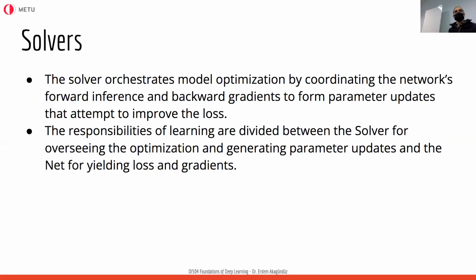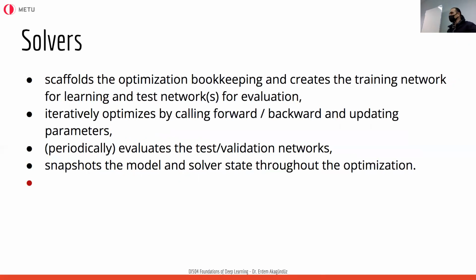The responsibilities of learning are divided between the solver, for overseeing the optimization and generating parameter updates, and the net, for yielding loss and gradients. So you have a network and the solver, and they do the training procedure together. We still didn't get to the point where everything is updated. The solver scaffolds the optimization bookkeeping and creates the network, because we are going to do it iteratively. Remember, the old guy moving iteratively. The solver will control the whole network's movement.